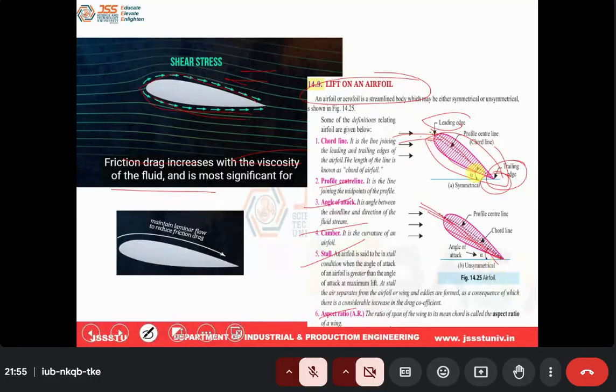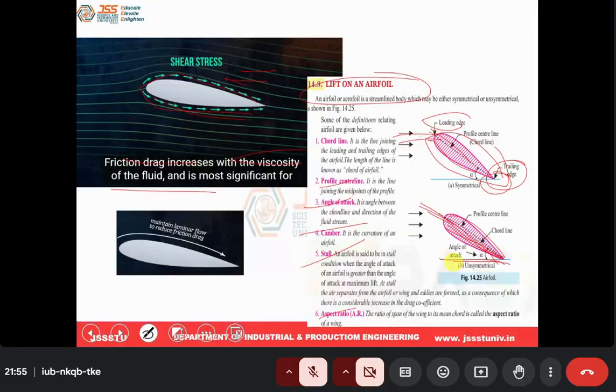Angle of attack means what? The profile, suppose this aerofoil is placed at an angle with respect to the horizontal reference. That is called alpha, the angle of attack. With respect to that, how the air movement takes place. That angle of attack is also very important, because it decides how much lift and drag force there will be.